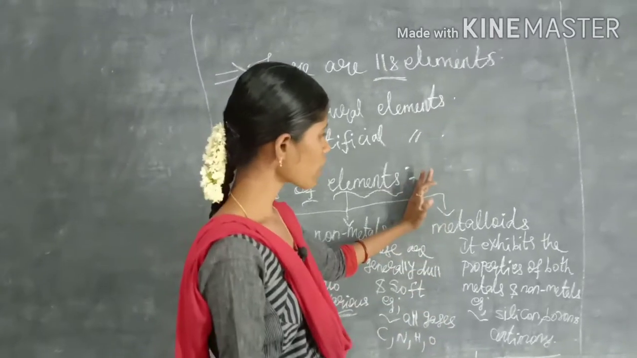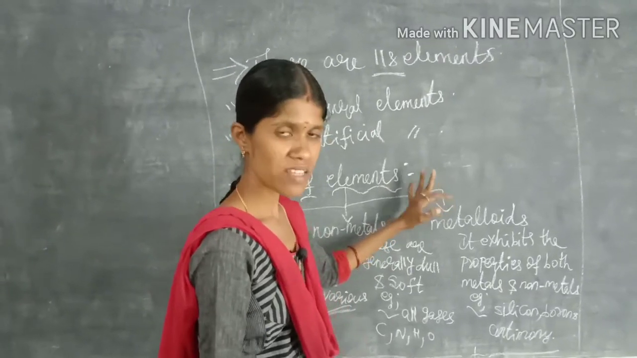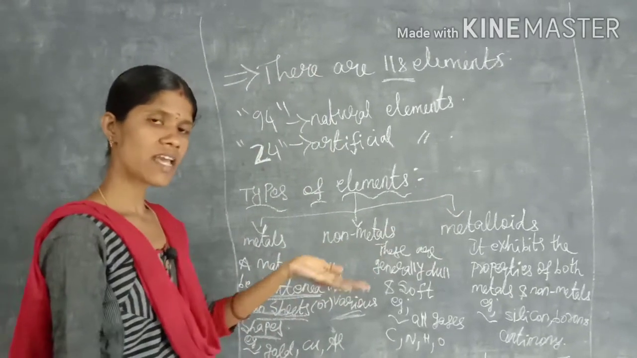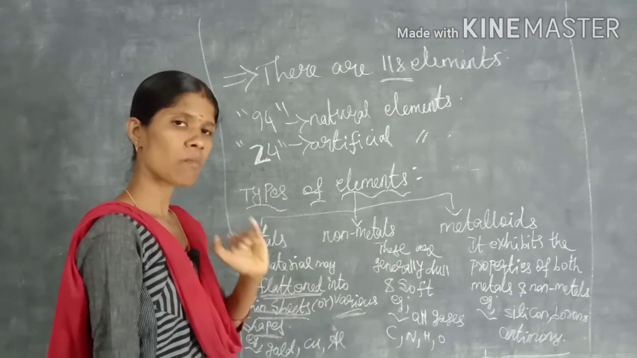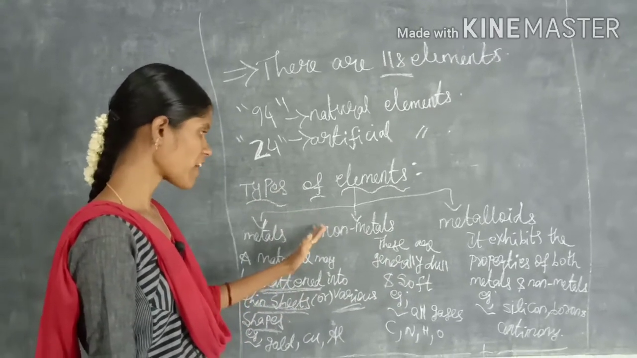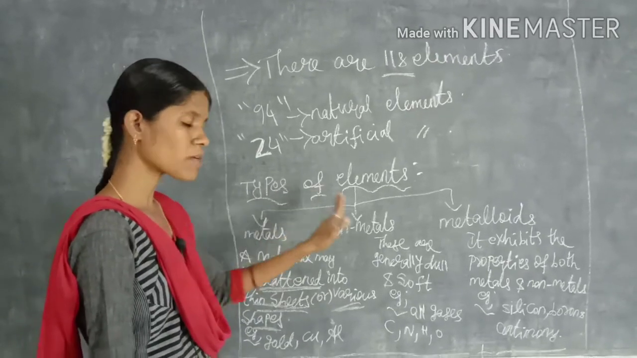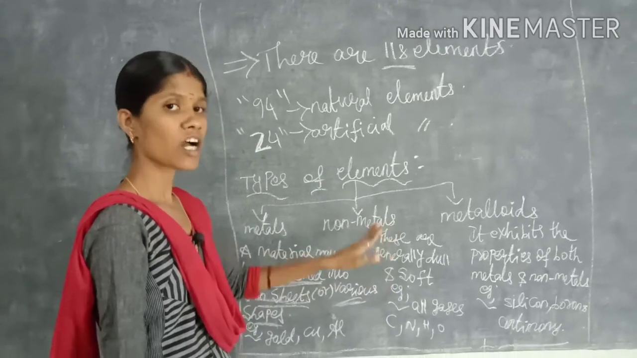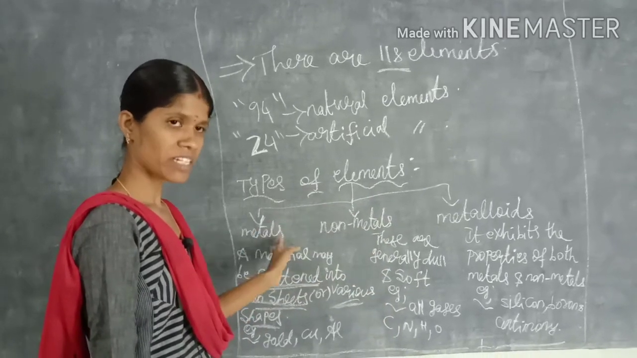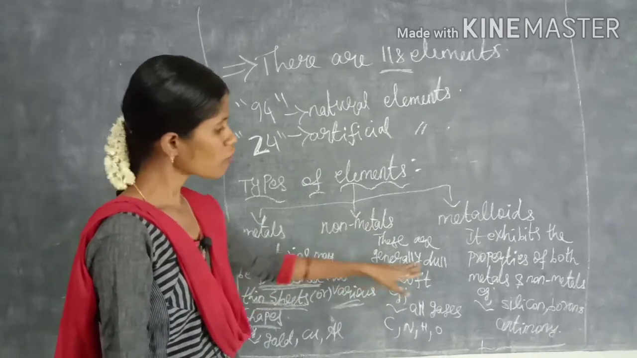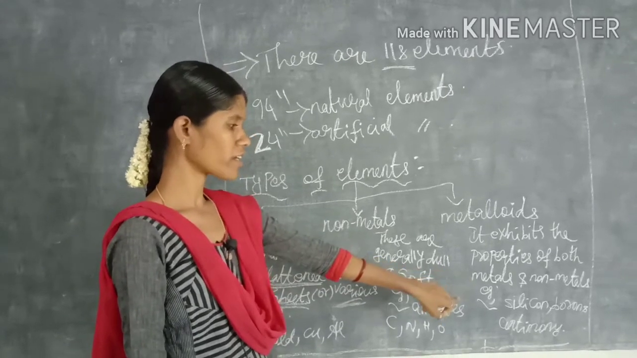The last one is metalloids. Metalloids have properties partially of metals and non-metals. Partially means a half amount: 50% of the behavior is like metals and another 50% is like non-metals. So they exhibit the properties of both metals as well as non-metals. For example, silicon, boron and antimony.